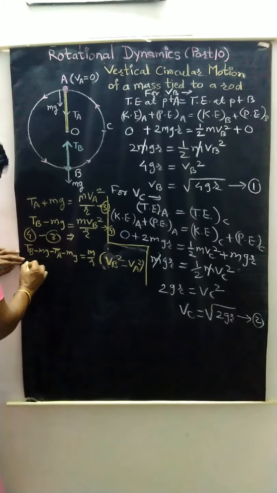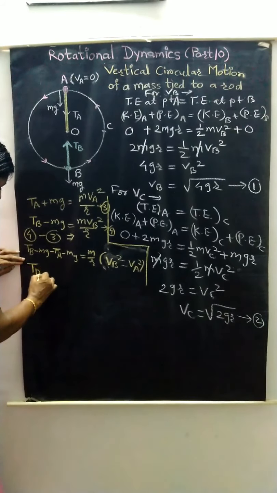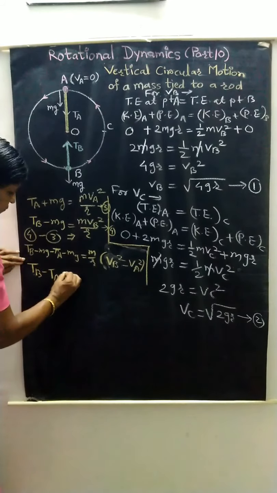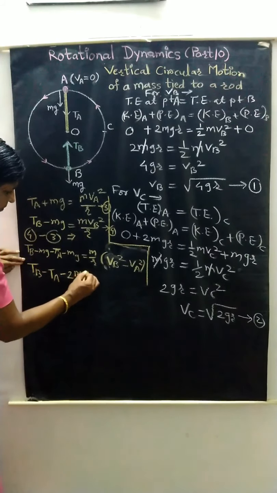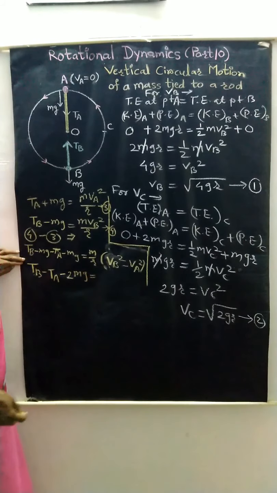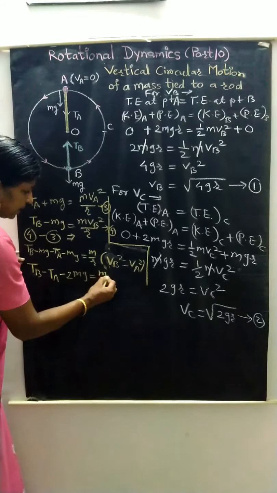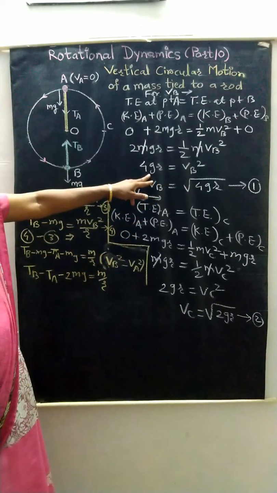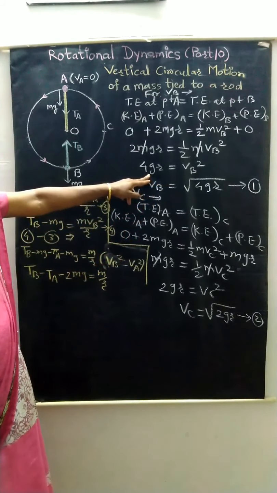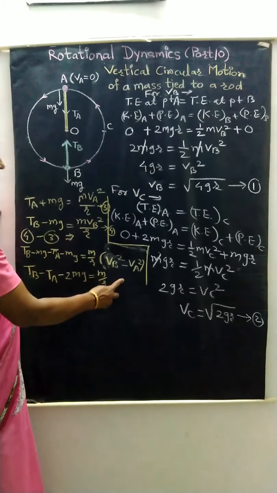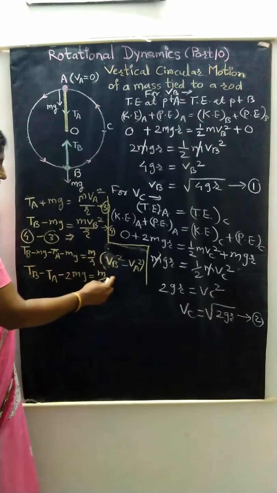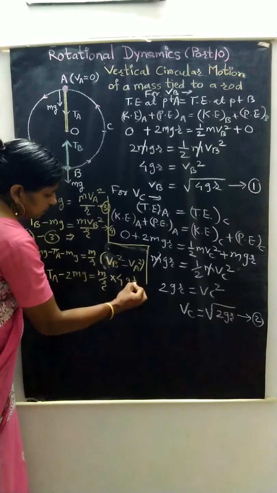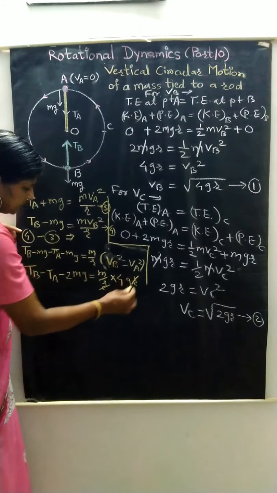This gives us Tb minus Ta minus 2mg is equal to mv² by r. Now Vb square, as we have calculated, is 4gr. So 4gr minus Va is 0. Therefore it will be 4gr. R will cancel with this.